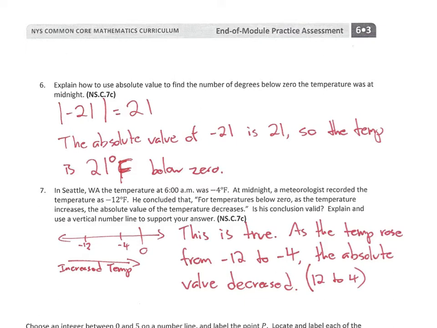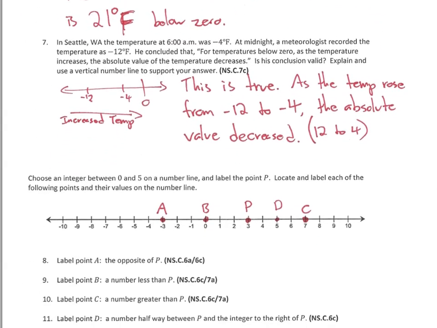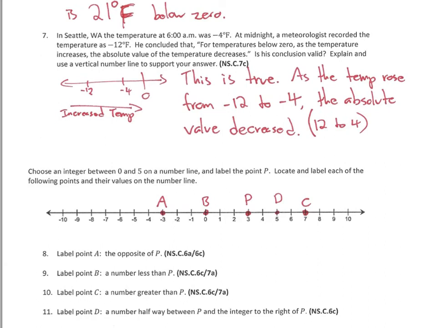Number 7, in Seattle, Washington, the temperature at 6 a.m. was negative 4 degrees Fahrenheit. At midnight, the meteorologist recorded the temperature was negative 12 degrees Fahrenheit. He concluded for temperatures below zero, as the temperature increases, the absolute value of the temperature decreases. Is his conclusion valid?